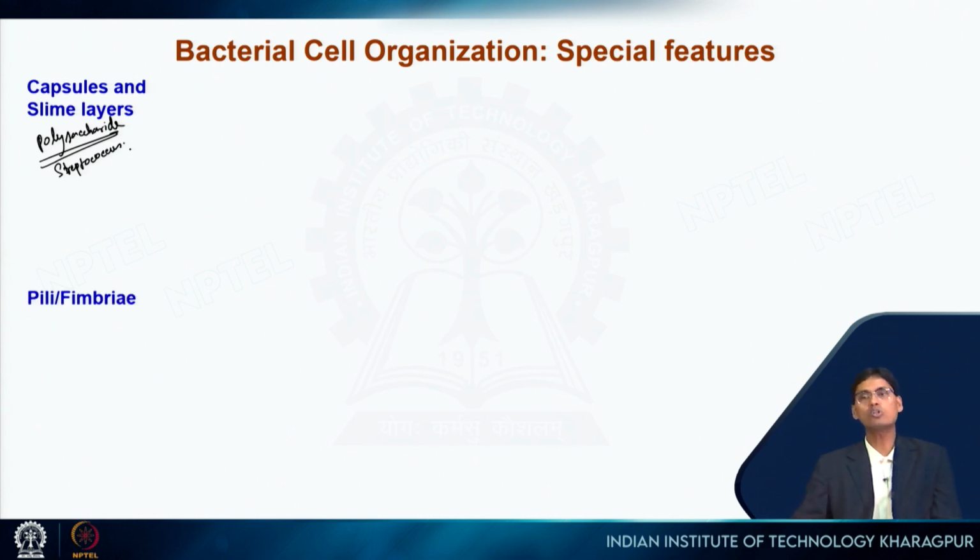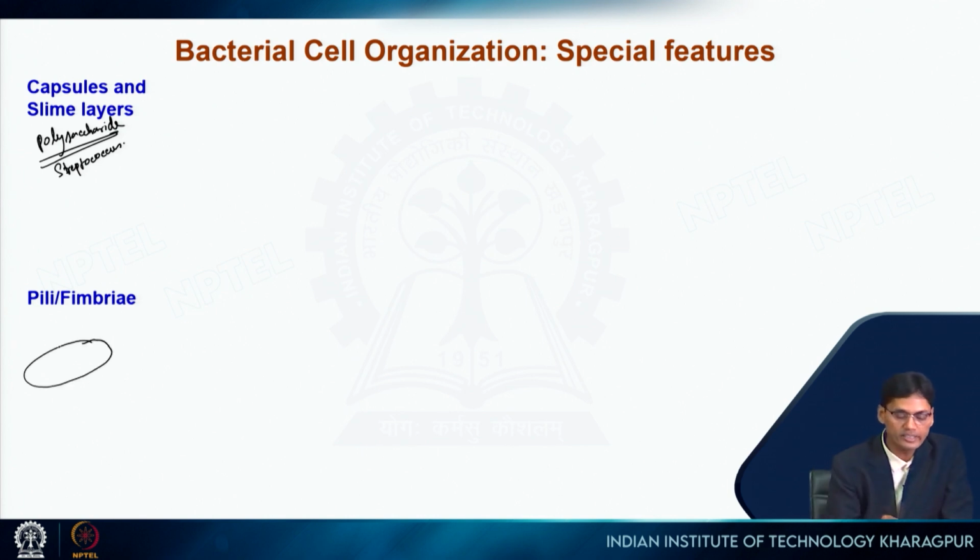Also, bacteria have pili or fimbriae, as I already mentioned. These are small hair-like structures, and they help in adhesion and sometimes in mating, which is called sex pilus or F pilus. So this helps in mating.